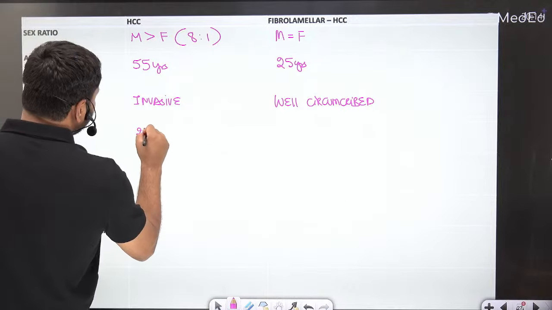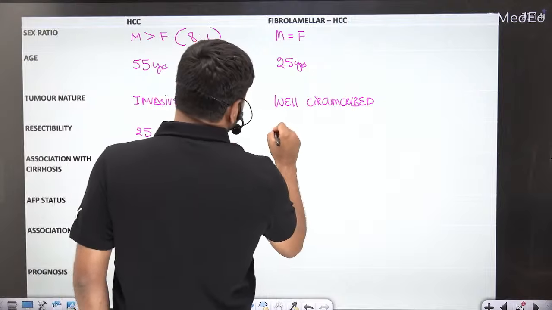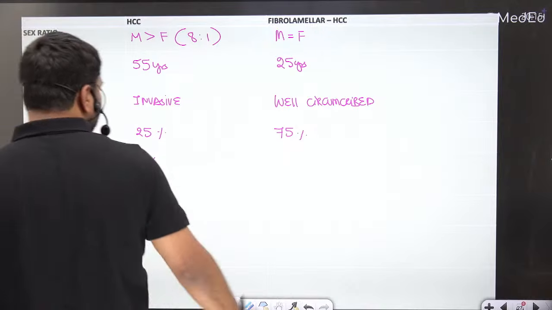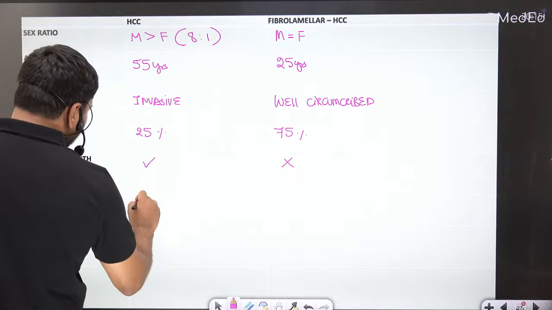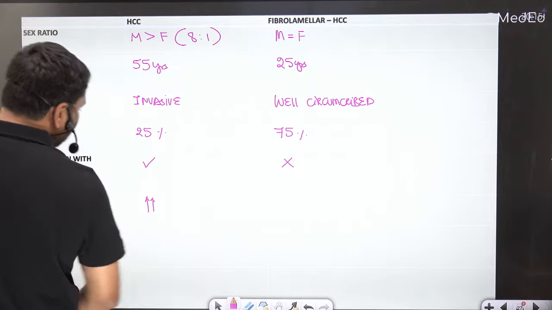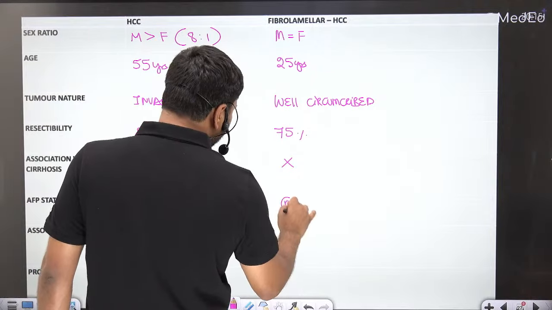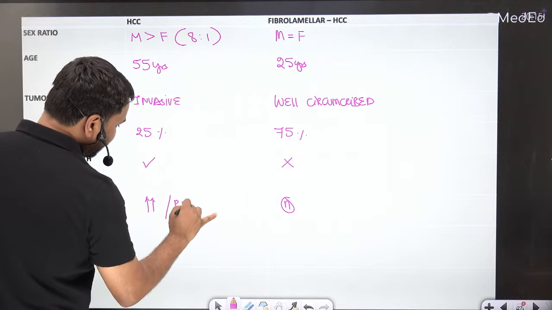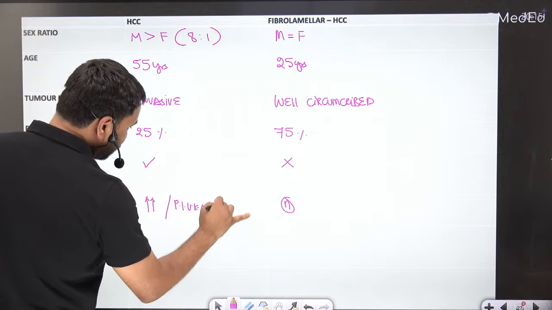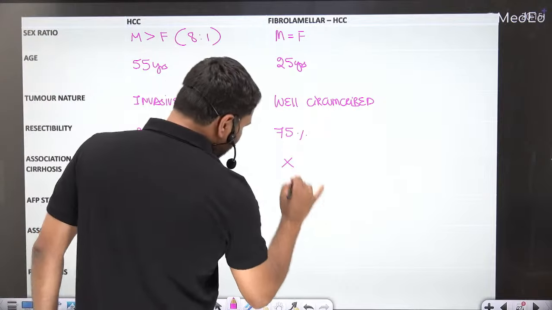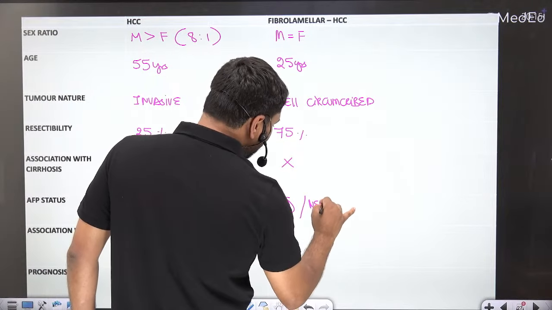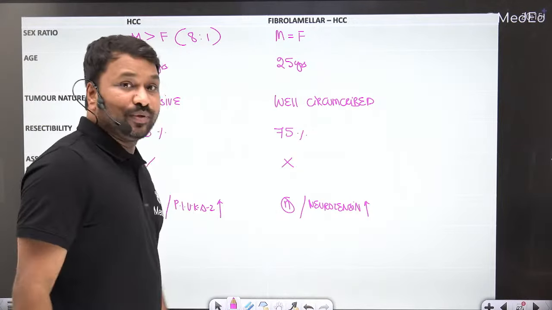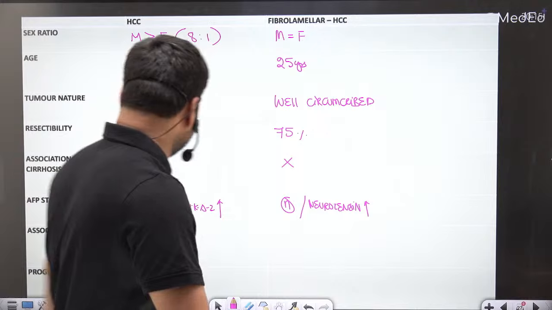Resectability: only 25% of HCC is resectable, whereas in the fibrolamellar variant, 75% of these tumors are resectable. HCC is associated with cirrhosis. Fibrolamellar is not associated with cirrhosis. AFP, that is alpha fetoprotein, a tumor marker, is elevated here, whereas in the fibrolamellar variant AFP remains normal. Another tumor marker that you will see elevated in your HCC is protein induced by vitamin K absence 2, that is PIVKA 2. Whereas in your fibrolamellar variant, you will see neurotensin elevated, which is a tumor marker for the fibrolamellar variant of HCC.